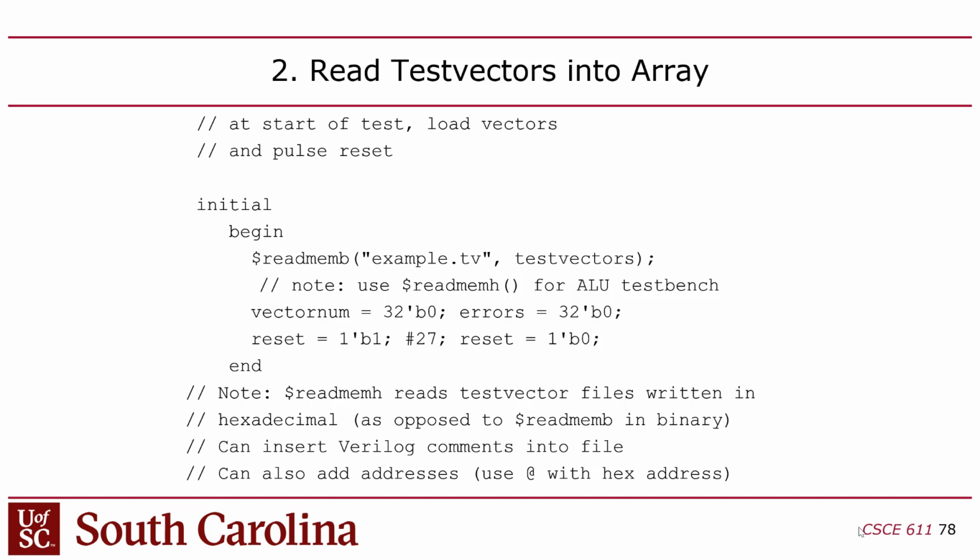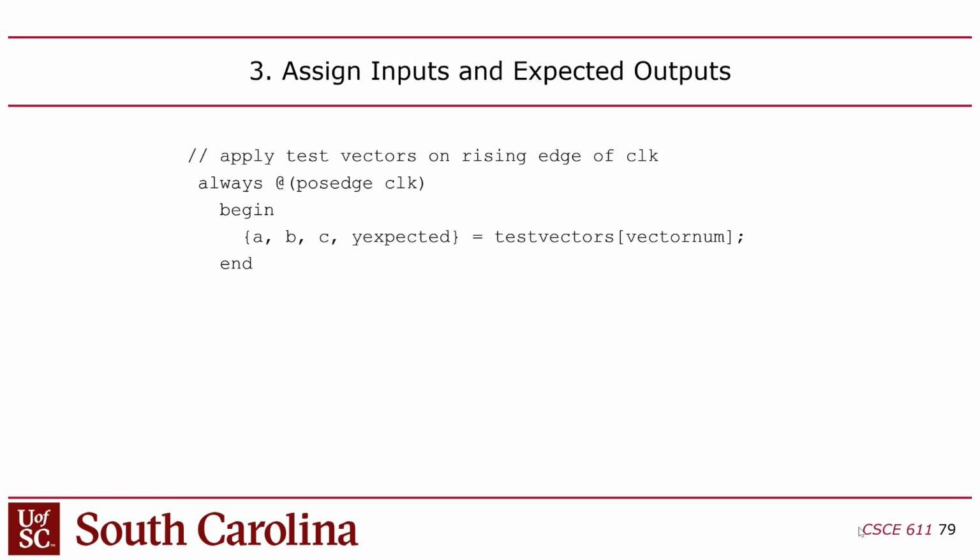And then there's also a reset. Inside this initial, we also set reset to 1, wait 27 units of time, and then set it to 0. So the initial block is like the always block, except it only happens once at the beginning. It's a good time to initialize your memory and do your reset pulse, if you need one. You might say, why do we need a reset pulse? We're testing a dang combinational block here. Well, you need it for the test vector counter, which I'll show you in just a minute.